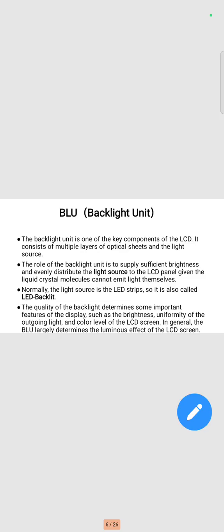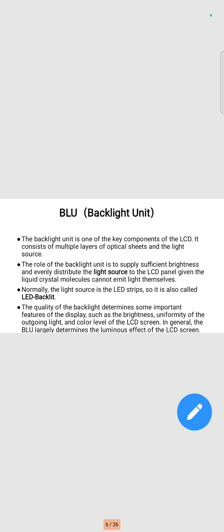Okay, the quality of the backlight determines important features of the display, such as the brightness, uniformity of the outgoing light, and color level of the LCD screen. In general, the BLU largely determines the luminous effect of the LCD screen.